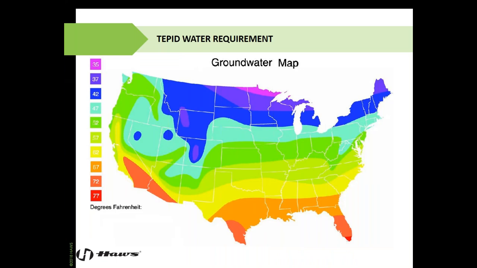This is just a groundwater map. I wanted to give you guys an example of how different our groundwater is across the U.S. alone. In the south, you have tepid water coming straight out of the ground, but that's not all season. I believe, if I remember correctly, this was taken in September. But the further north you get, north of Tennessee, Arizona, we have cold groundwater that's going to enter our system.